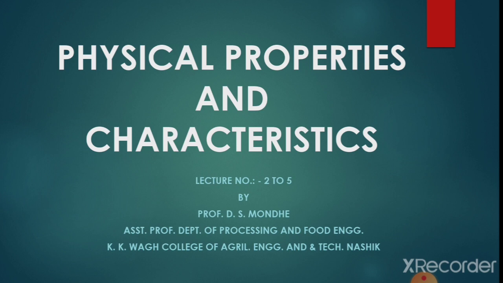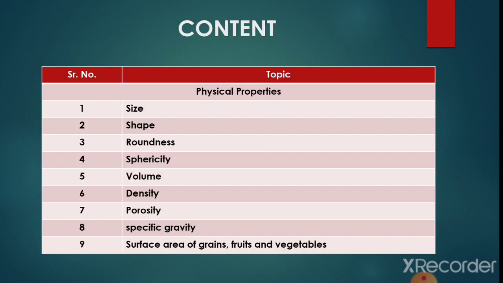In our previous video lectures, we have studied the various physical properties like size, shape, roundness, sphericity, etc. And today in this video lecture we will study the surface area property of agricultural produce, means how to determine the surface area of various agricultural commodities.